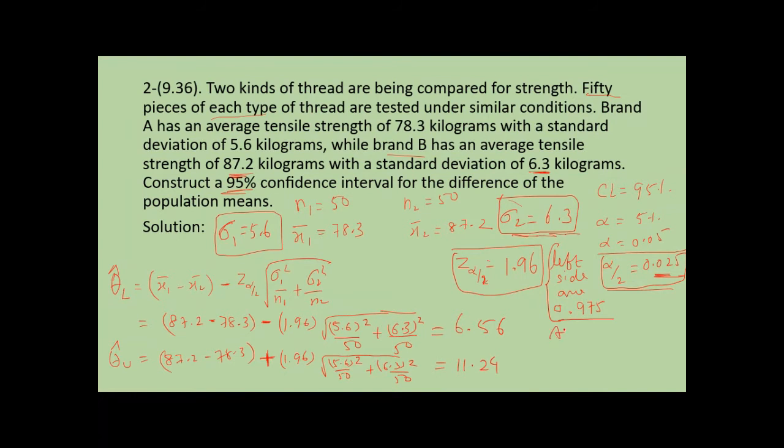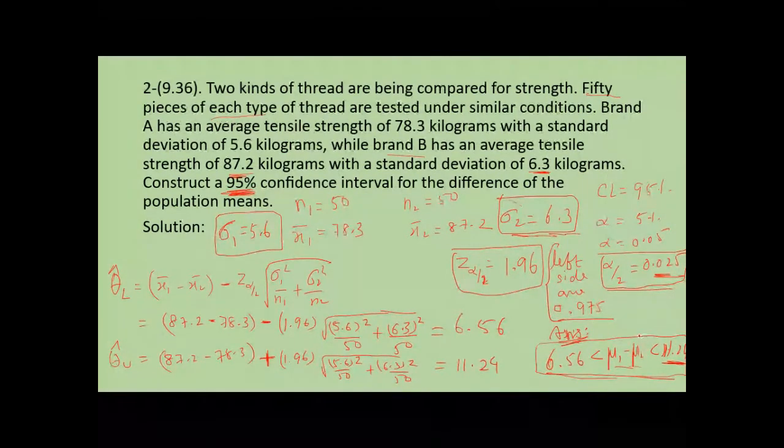So it finds that the answer is ANS, stands for answer. Your interval: 6.56 is less than mu1 minus mu2, which is less than 11.24. So there is a 95% chance that the difference between mu1 and mu2 will fall in this interval. This is called the confidence level of the difference falling in this interval, right? This is 11.24. That's the end of this problem.